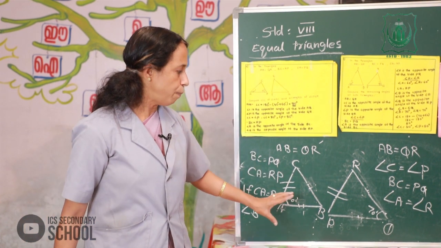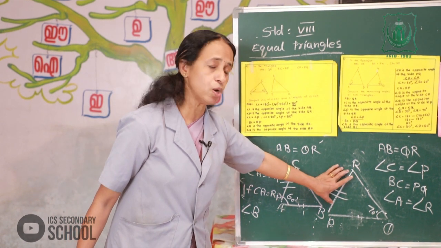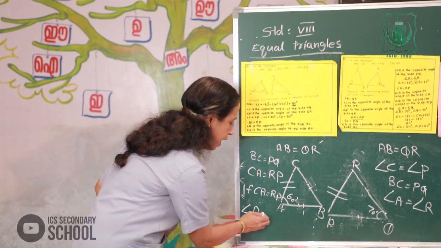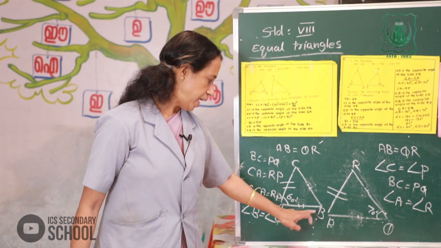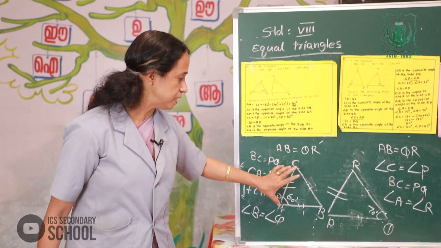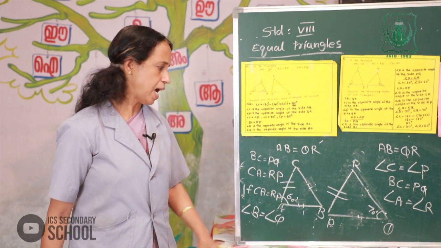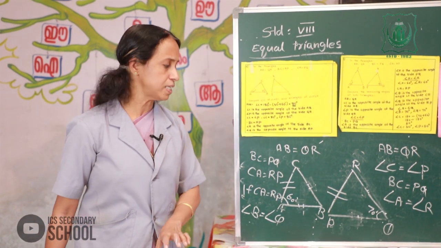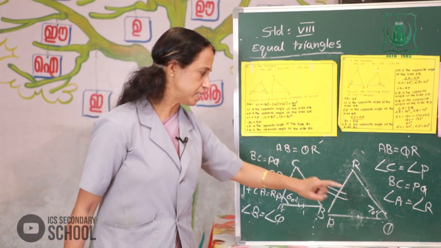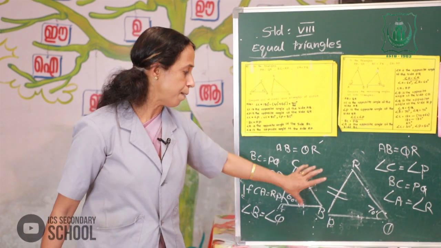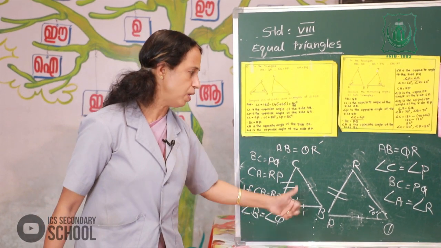Which angle is the opposite angle of the side RP or PR? Angle Q. So we can write angle B equal to angle Q. Angle B is the opposite angle of the side AC, and angle Q is the opposite angle of the side PR. So we can write angle B equal to angle Q.